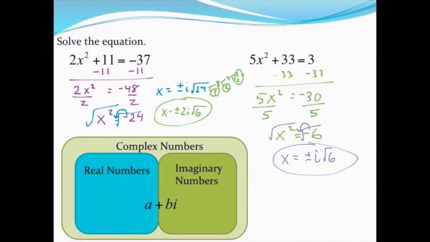And there you go, my answer was x equals plus or minus i square root of 6. I had an imaginary solution because I had a negative number that I was taking a square root of. I couldn't do anything with the square root of 6, there's no way to simplify that, so I left it the way it was.